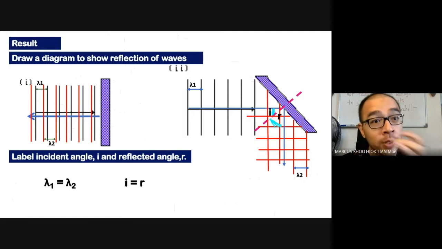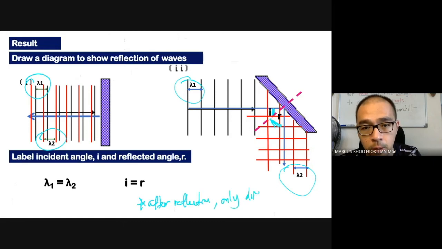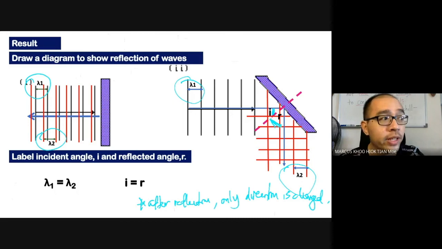So the first thing that we need to notice is that before and after reflection, the wavelength is the same. The wavelength doesn't change. The only thing that changes is the direction of propagation of waves. Very important thing. The frequency doesn't change, the wavelength doesn't change, the wave speed doesn't change, nothing except for the direction changes. Make a note over here. After reflection, only the direction is changed.